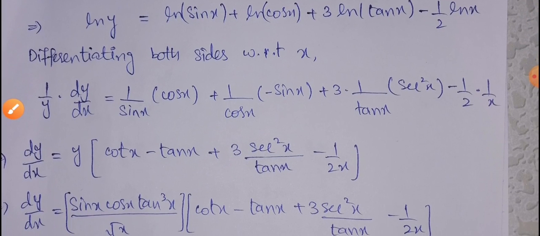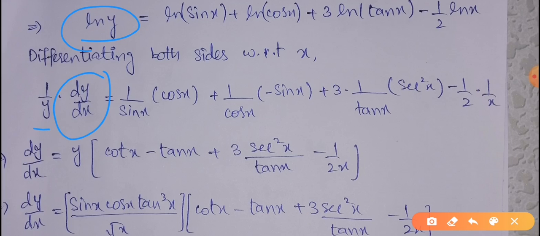So differentiating both sides with respect to x. Now the derivative of ln of y will be 1 over y into the derivative of y, that is dy by dx. ln of sin x will be 1 over sin x into the derivative of sin x, which is cos x. Next, 1 over cos x into the derivative of cos x, that is minus sin x, plus 3 as it is, 1 over tan x into the derivative of tan x, that is secant squared x, minus 1 by 2 as it is, and the derivative of ln of x is 1 by x.